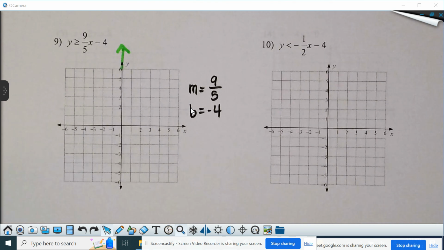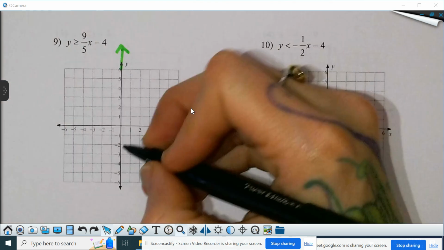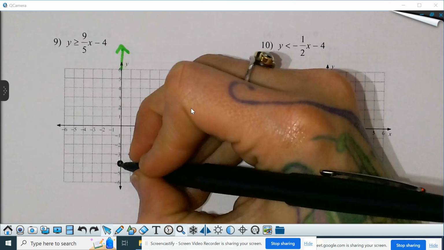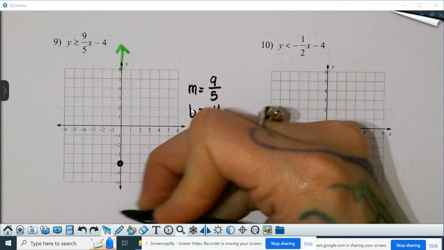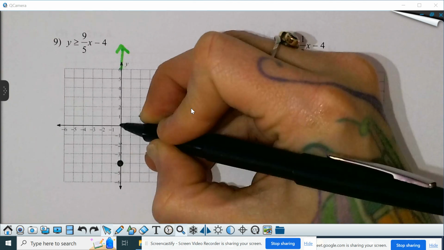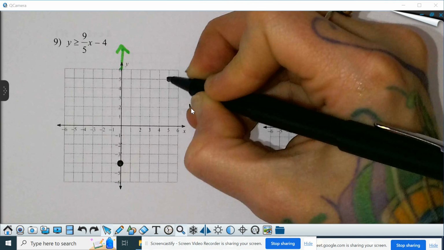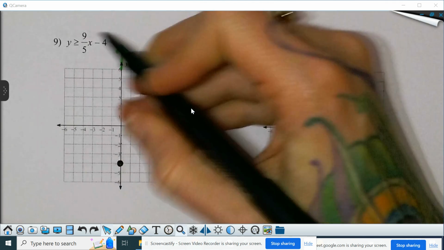So b is negative 4, so I'm going to go to negative 4. I have a positive 9 over 5. Going down 9 and left 5. So negative, negative is coming off the graph. So I'm going to go 1, 2, 3, 4, 5, 6, 7, 8, 9. 1, 2, 3, 4, 5. Beautiful. Again, it's an equal to. So this is going to be a solid line.